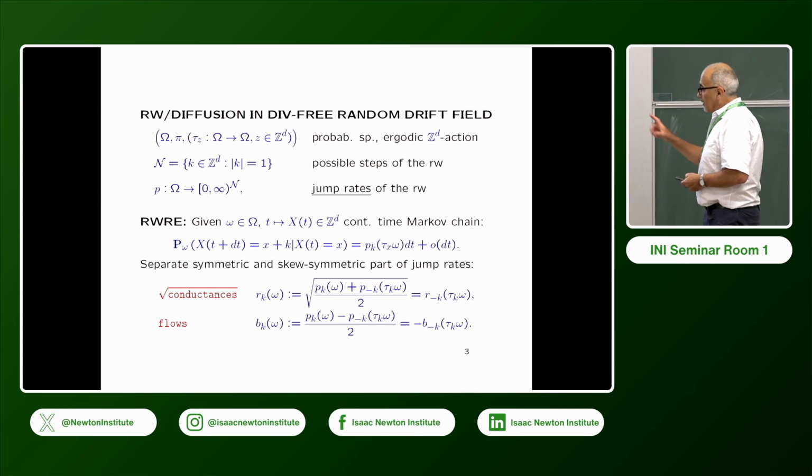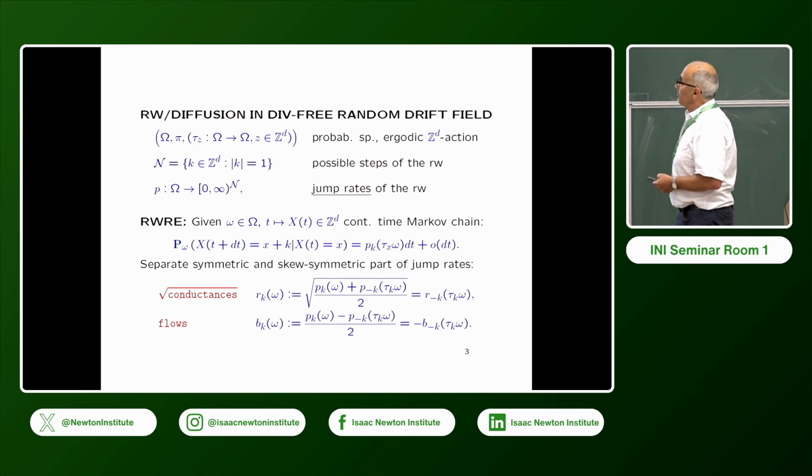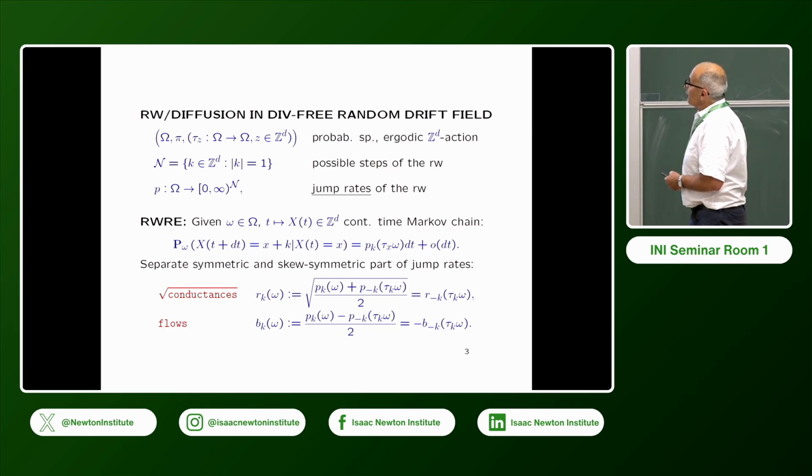I will denote by this the nearest neighbor possible steps of my random walk, and I will denote by p a map from omega to [0, infinity) to the e. So these will be the jump rates in the allowed steps. And the random walk in random environment, this is the most general definition of a continuous time random walk in random environment, is a continuous time Markov chain on Z^d, given the environment. I stick to continuous time, and for good reason. Given an omega, sample an omega, a nearest neighbor random walk, whose jump rates are given by this function shifted to the point x.